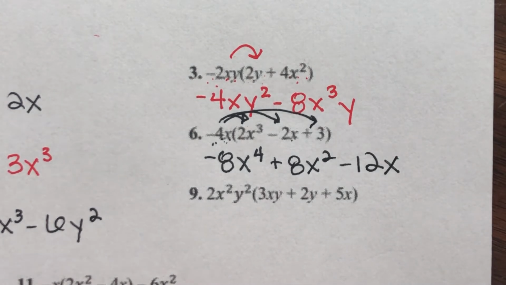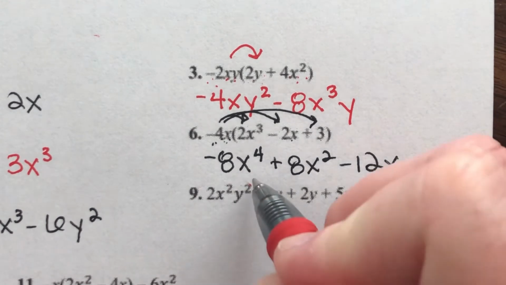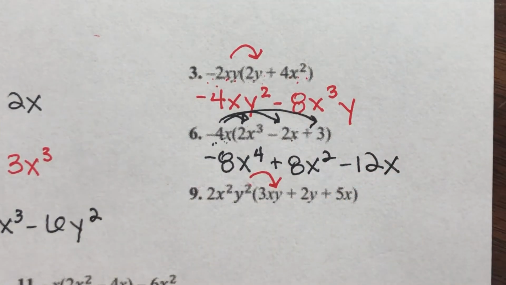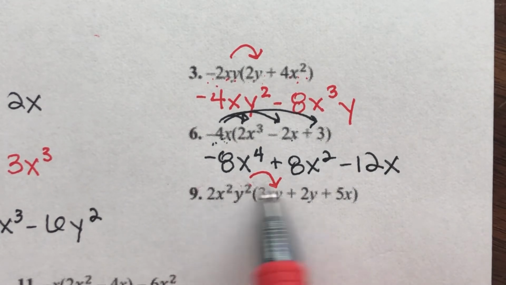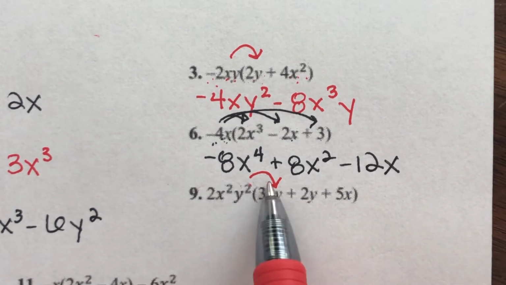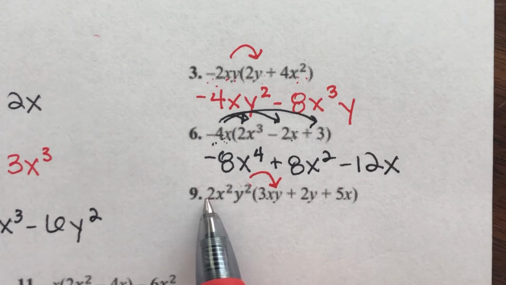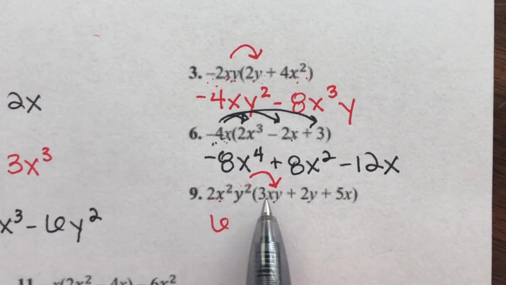Last one for this section. Number 9. Ooh, this is a big one. This whole guy times 3xy. So we're just combining the like bases, right? This whole thing is a term, so we can't say we're combining like terms, but when you multiply terms, you're really matching up the like bases. So 2 and 3 are just the plain numbers. So 2 times 3 is 6. Then I've got an x here and an x here.